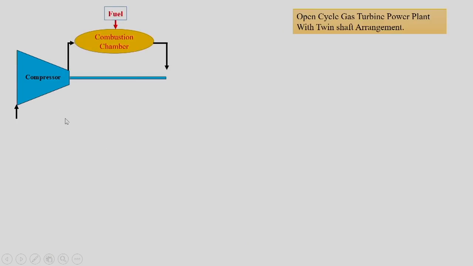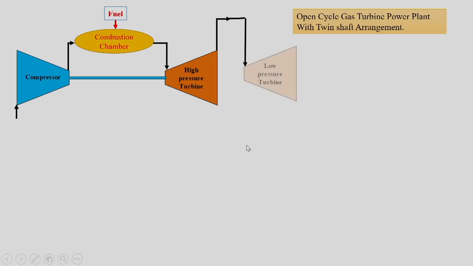Now we are going to see some extra arrangement of the gas turbine power plant, and that arrangement is called the twin shaft arrangement. Till now, what we were discussing was an open cycle gas turbine power plant with a single shaft arrangement. But now we are going to see an open cycle gas turbine power plant with twin shaft arrangement. In twin shaft arrangement, again we have a compressor, a combustion chamber, and a turbine. The high pressure turbine and the compressor are connected by one shaft. But the exhaust of this turbine is given to the low pressure turbine, which is run by a separate shaft. So there is a separate shaft for the low pressure turbine, but the high pressure turbine drives the compressor. This is what is called the twin shaft arrangement of a gas turbine power plant.